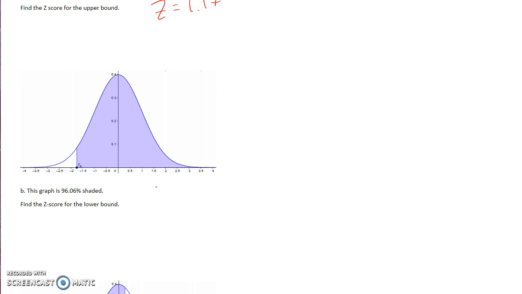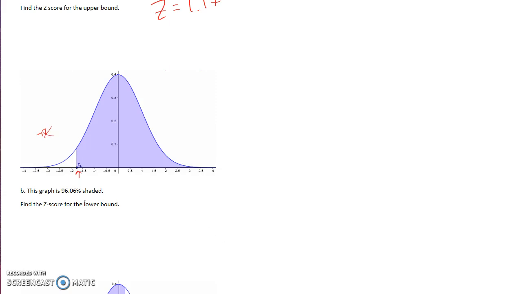All right, let's take a look at this one. This says, find the z-score for the lower bound. We call this a lower bound because we can see that this is where this starts. It shades everything up here, and then this is the lower bound, or where it stops. Again, taking a look at someplace between -1.5 and -2, I'm going to make a guess just here and say it's probably something like -1.7, but let's figure out what it is exactly.